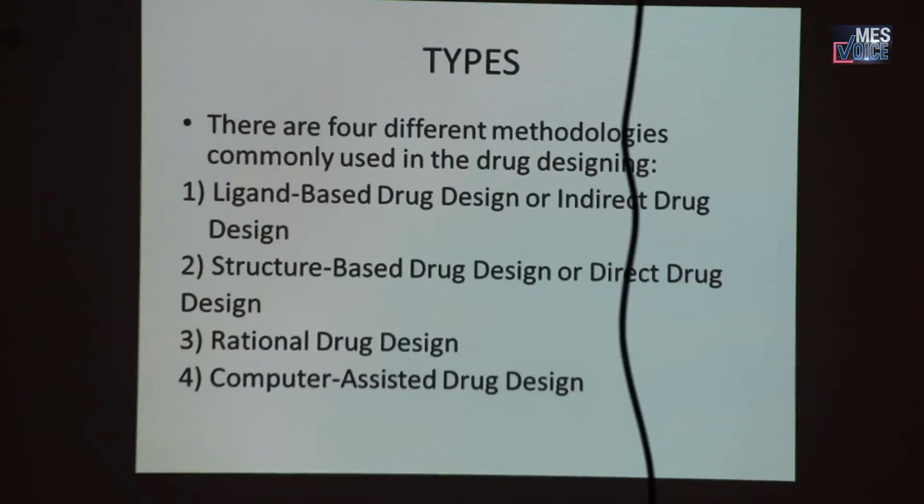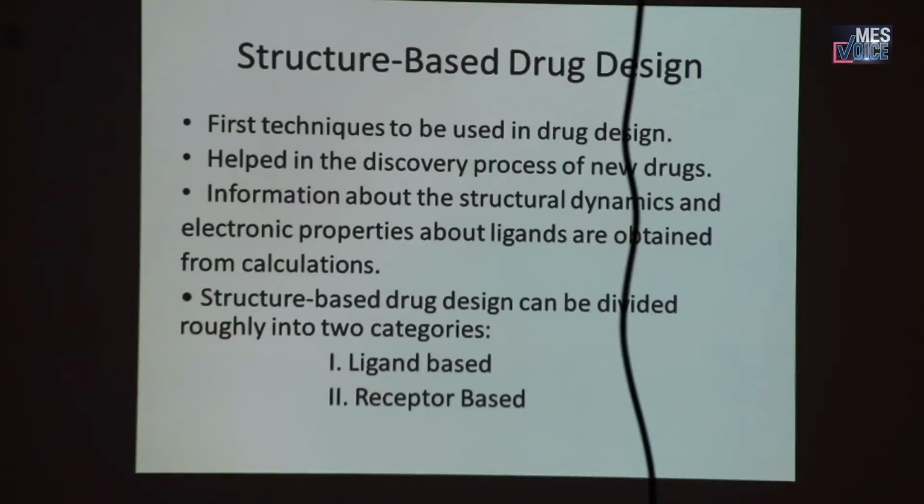Drug discovery is classified into four types. First one is ligand-based drug designing, otherwise named indirect drug designing. Next one is structure-based drug design or direct drug designing, third one is rational drug design, and last is computer-assisted drug design. Structure-based drug design is commonly used as a drug designing strategy. It helps to produce new drugs.